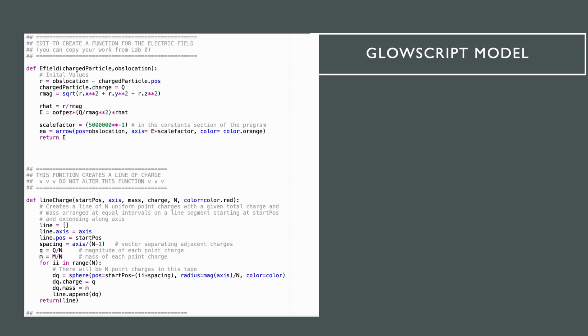So for the coding part, which is the whole of lab 2, here's my GlowScript model. The first part is the function that finds the electric field, which we made in lab 0 and worked on a bit in lab 1. The second function creates a line of charges that gives us a more accurate estimation compared to a point charge.